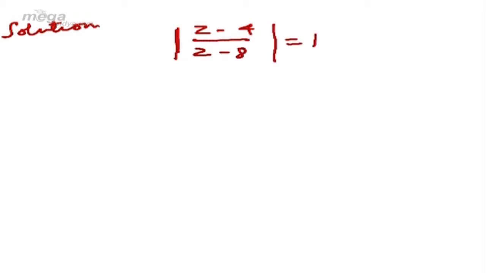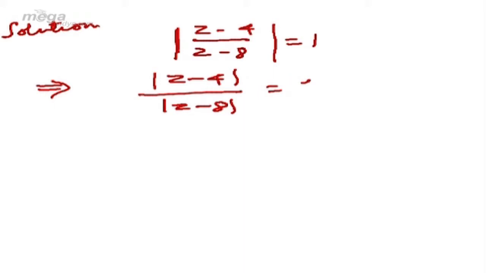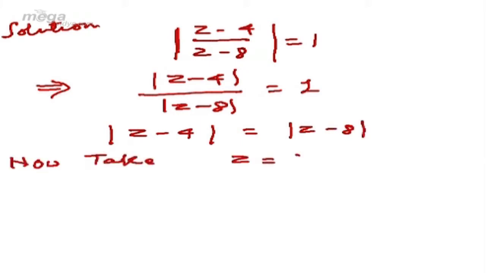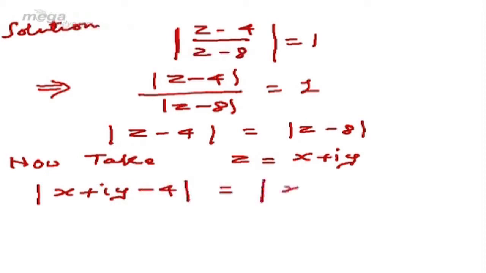From the properties of modulus you can write like this: mod of z minus 4 upon mod of z minus 8 is equal to 1. You take the mod of individual complex number in numerator and denominator. So it will become mod of z minus 4 is equal to mod of z minus 8. Now take z is equal to x plus iy. So z minus 4 becomes x plus iy minus 4 is equal to x plus iy minus 8.